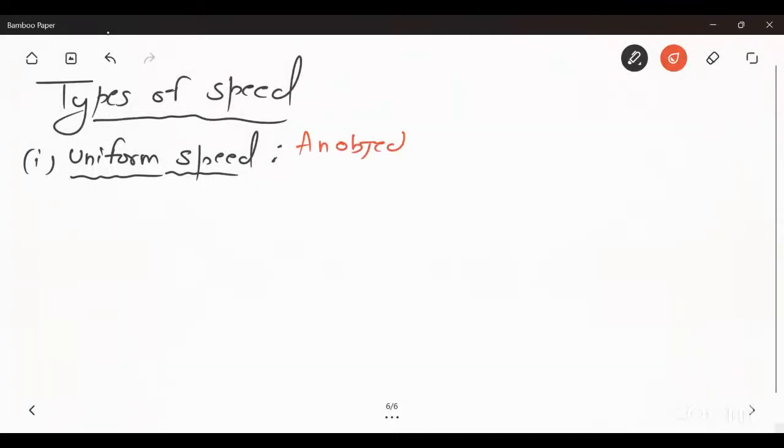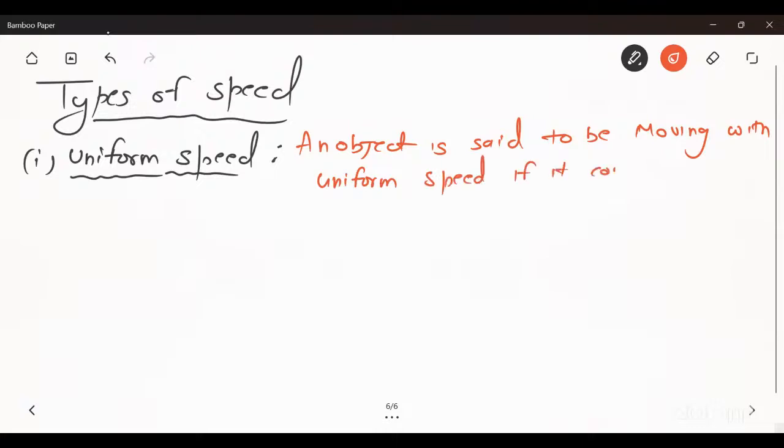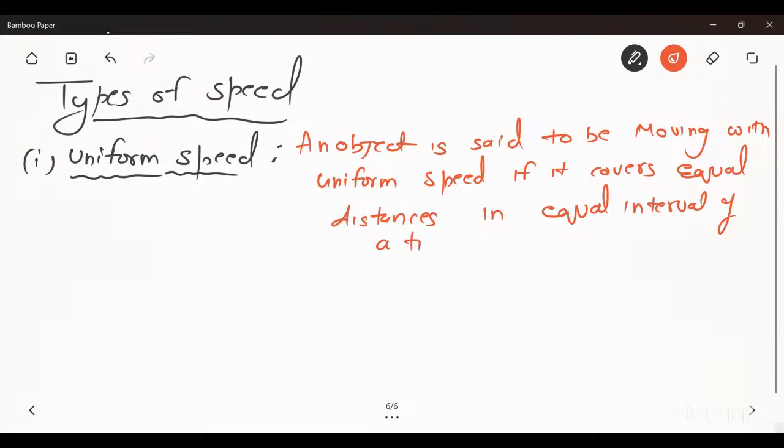An object is said to be moving with uniform speed if it covers equal distances in equal intervals of time. You can say uniform speed is a constant speed.